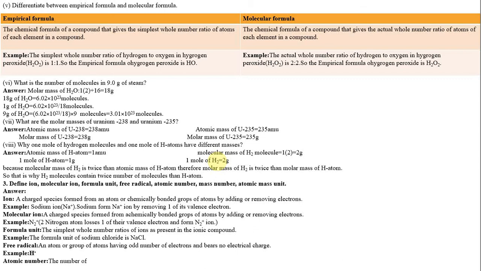Atomic number. The number of protons present in the nucleus of an atom is called atomic number. Example, a hydrogen atom contains one proton in its nucleus, so its atomic number is 1. जितने number of protons होंगे, वो क्या होगा? Atomic number.